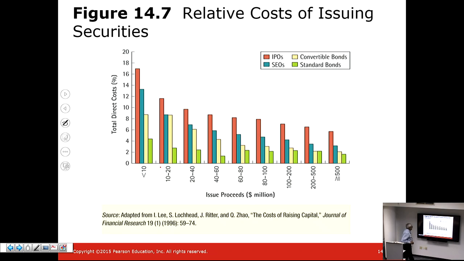So you can see that the cost of issuing an IPO varies depending upon the size. The smaller the amount of capital you're raising, the higher the amount of fees you're paying. And if you're raising a lot of money, then of course the fees that you pay are small. This is not just the absolute fee, but the percentage fee that you are paying from that issue.